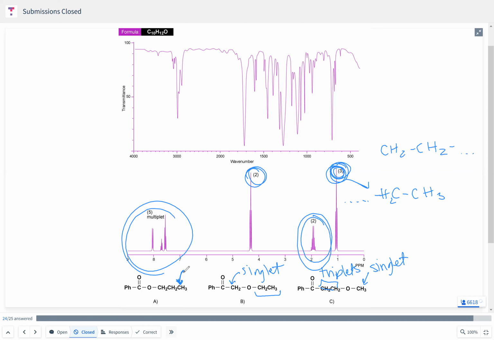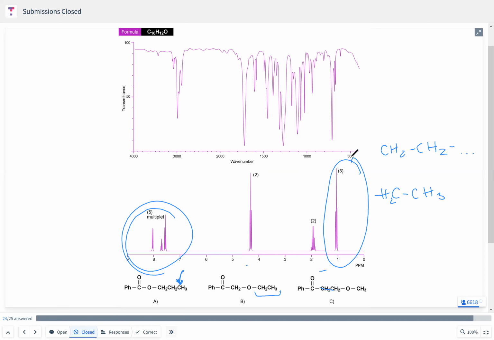So it's pretty reasonable to think that, sorry, I'm gonna erase all this stuff here. It's pretty reasonable to suggest that this could represent this one down here. So we'll call this A, B, C. This could definitely be the signal for the A protons.